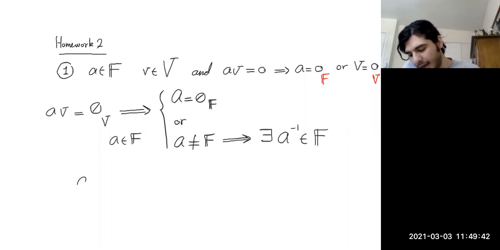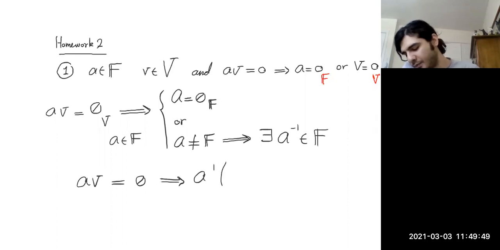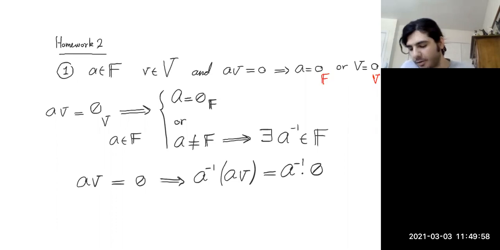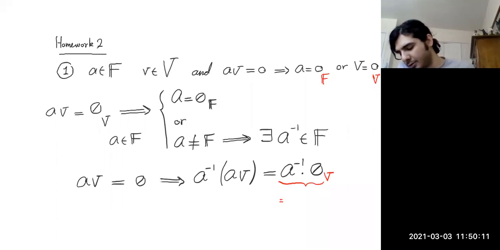So when AV is equal to 0, we can multiply everything by A inverse. So we would get A inverse times AV. And on the right side, we have A inverse times the vector 0. Okay, so on the right-hand side, this thing, A inverse times 0, this 0 is the 0 of the vector space. We want to say this thing is equal to 0 of the vector space.